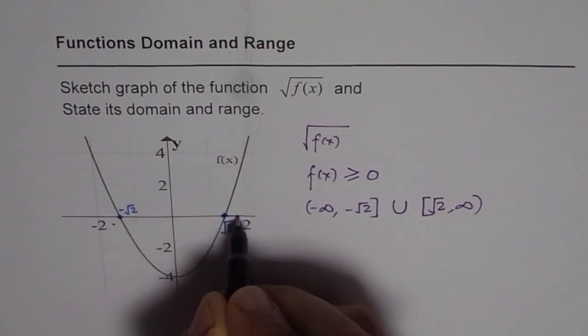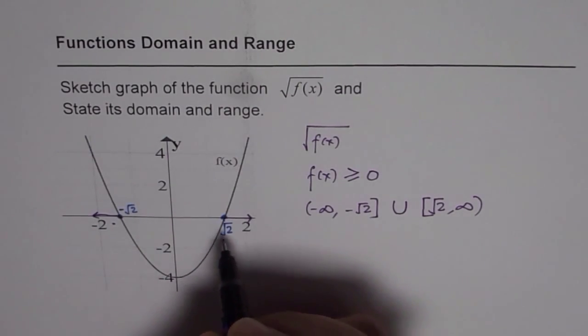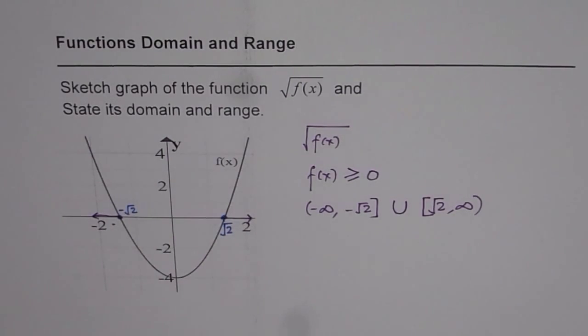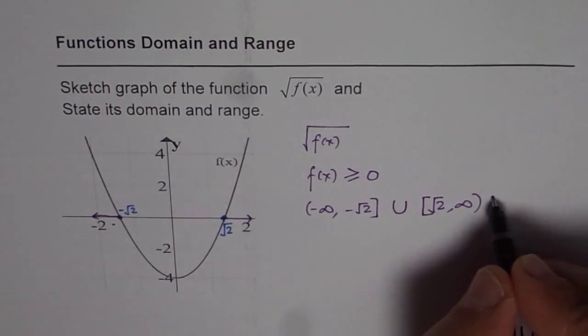So the domain is all the points to the left side of minus square root 2 and to the right side of square root 2, correct? So that becomes the domain of the function, right? So we can write this as the domain.